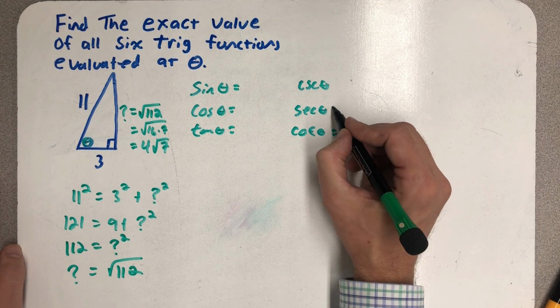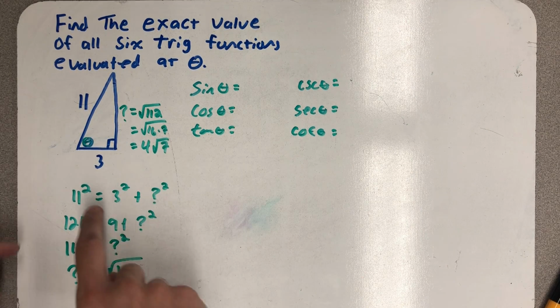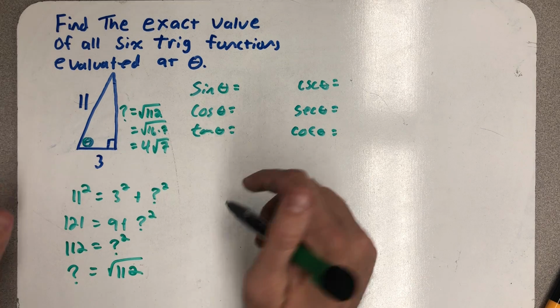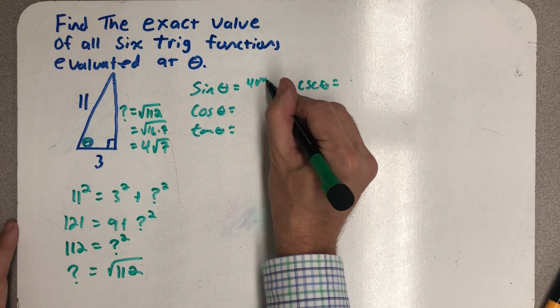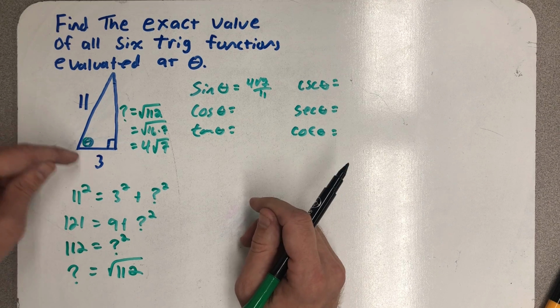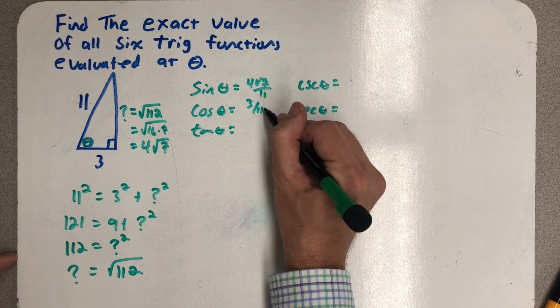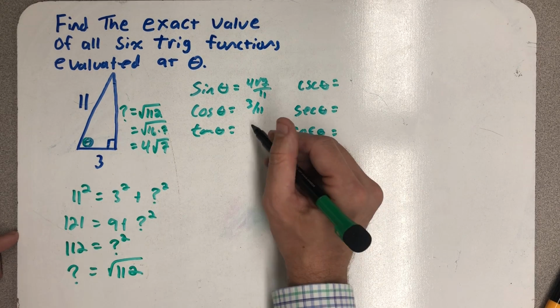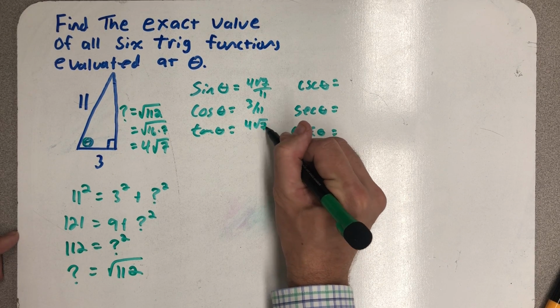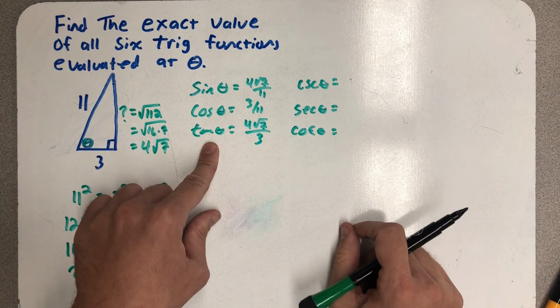Now I'm ready just to think about my trig functions. Sine of the angle theta is the opposite side over the hypotenuse, so 4 root 7 over 11. Cosine is the adjacent side over the hypotenuse, so 3/11. Tangent, the opposite over the adjacent. And now I can just take reciprocals to find the other 3.